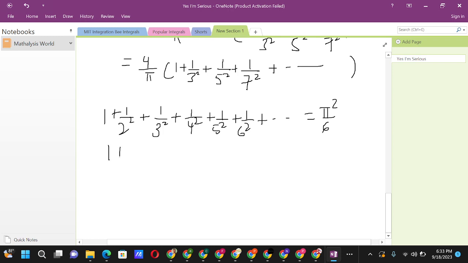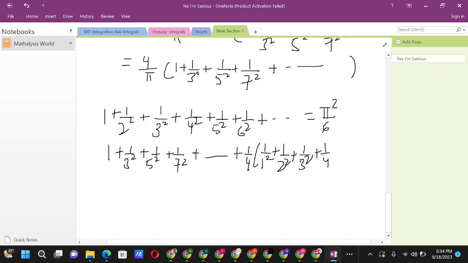Now we can just group the odd terms and the even terms. But in the even terms, we would want to take 1 by 4 common. If we take 1 by 4 common from the even terms, we will have 1 by 1 square over here. Here we will have 1 by 2 square. In 1 by 6 square, we will have 1 by 3 square. In 1 by 8 square, we will have 1 by 4 square, and so on, as pi square by 6.